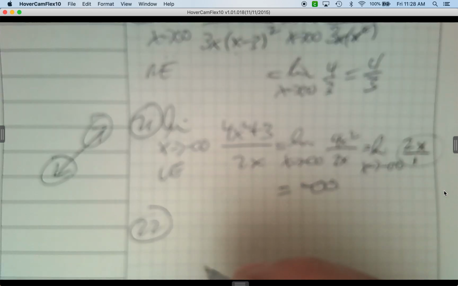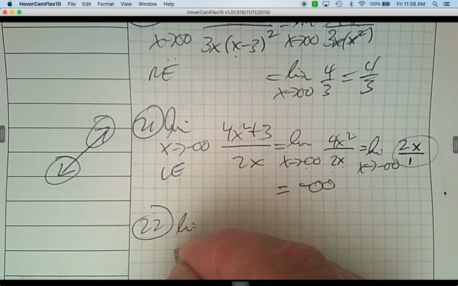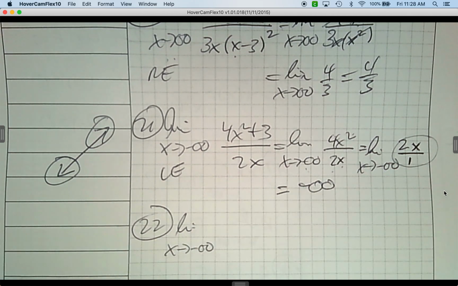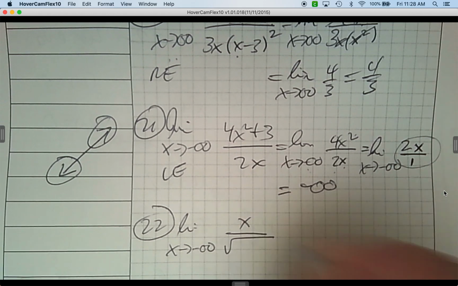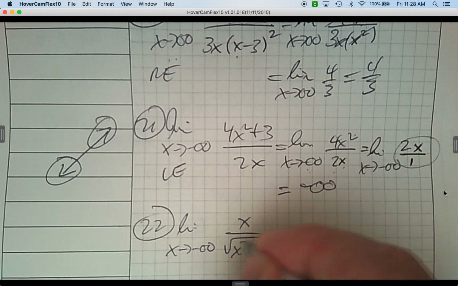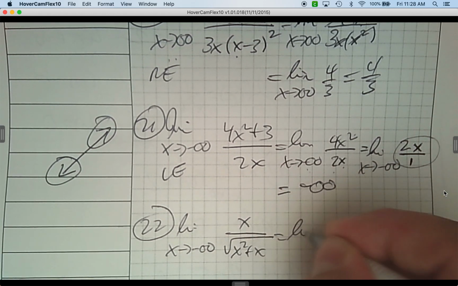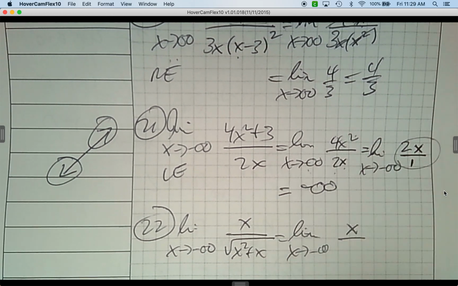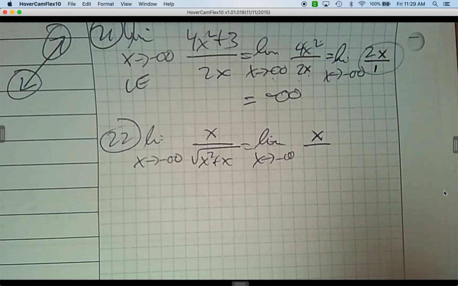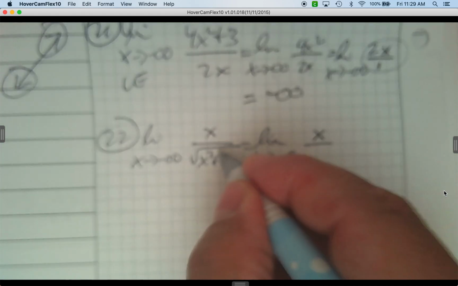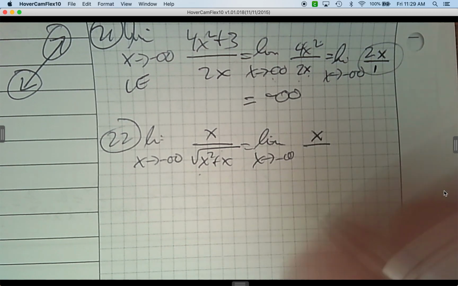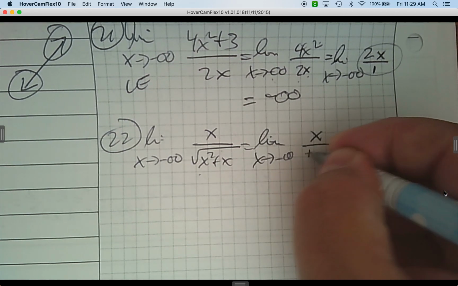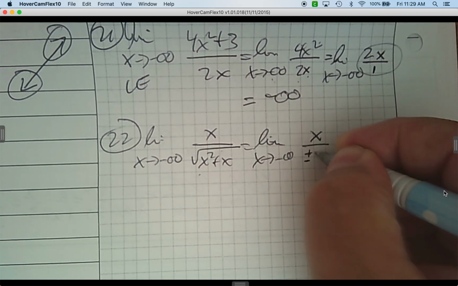22. The limit as x approaches negative infinity. Now this one's going to be a bit of a challenge, but you are up to it. X over the square root of x squared plus x. So again, the power term. In order to find the power term here, x is the only term, so it's the most powerful. Here, I need to do the square root of x squared. But because it's like solving a quadratic, the answer is positive or negative x.